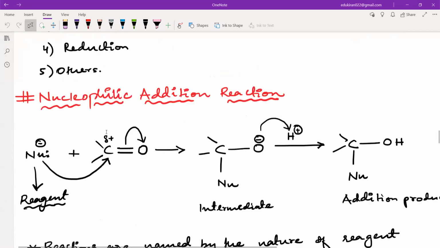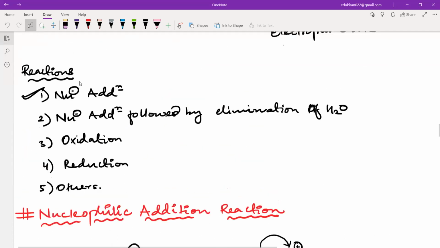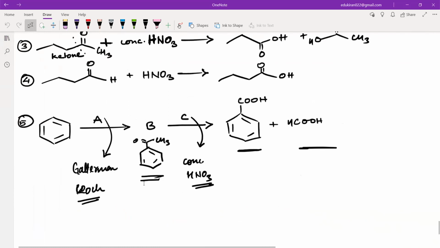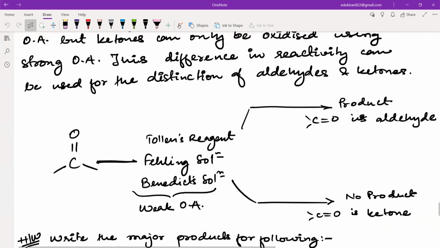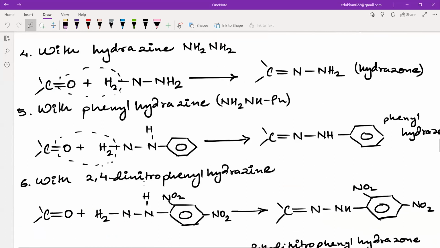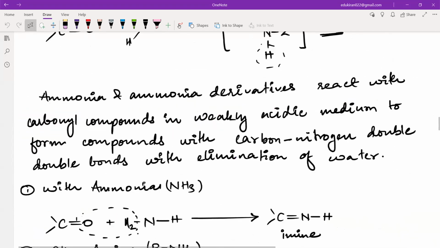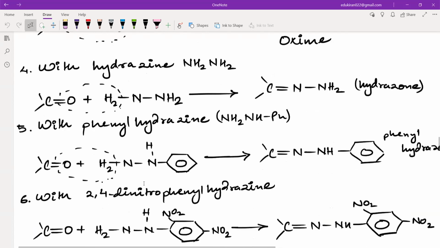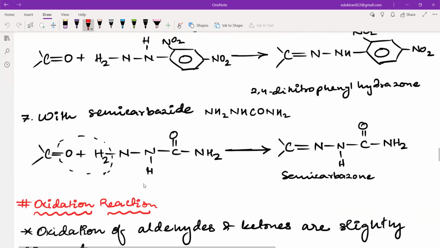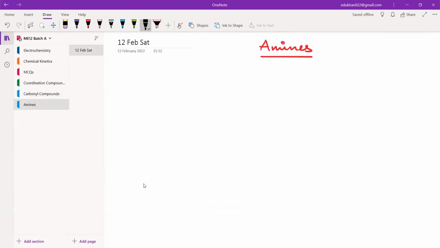Resonance or something? Yeah, correct. That is the resonance only, because for one of the NH2 groups, its lone pair will be in resonance. So in semi-carbazide, this NH2 group is in resonance. So this lone pair is not available for reaction, but this lone pair is available for reaction. That's the reason. Okay. Now moving on to amines.